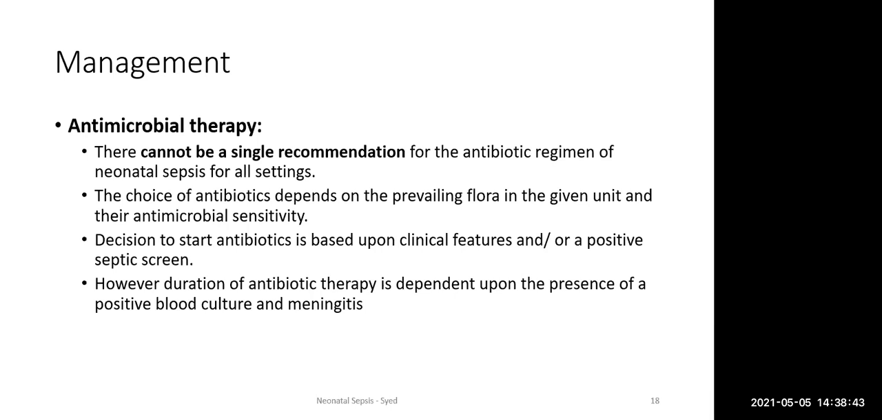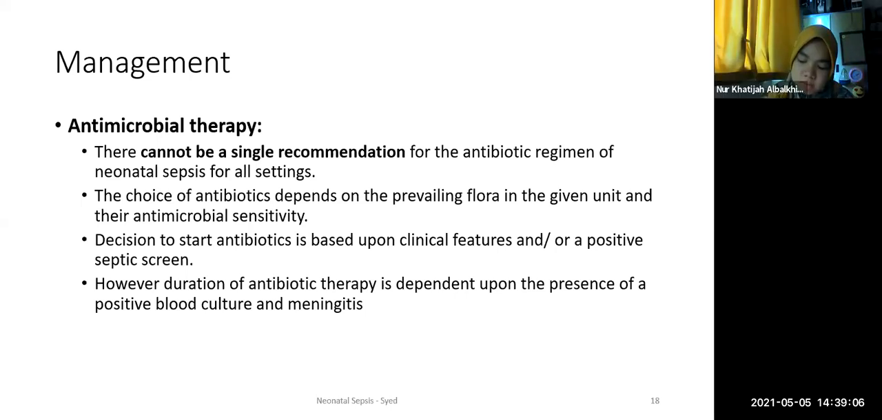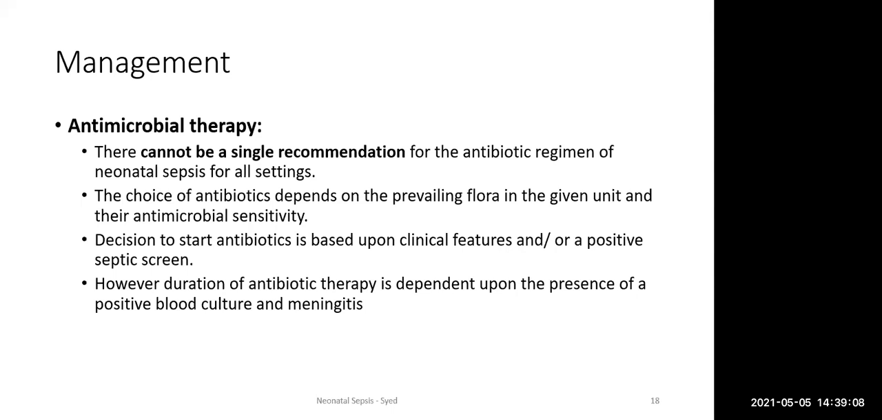Then the second most common is? Earlier GBS was the most common, and the second most common is E. coli. E. coli is a gram what? Gram negative. So you need antibiotics that can cover both. You could give a broad spectrum, which we usually don't practice, so what we give is two narrow spectrum.